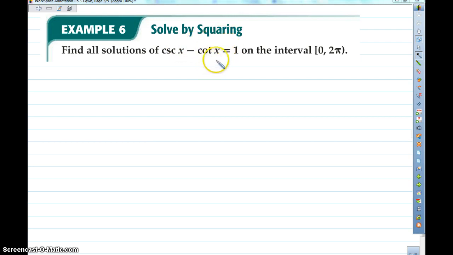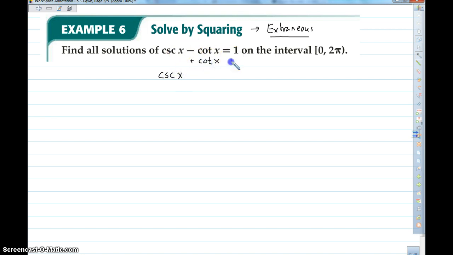This technique can be used if you notice that you don't have anything that's squared that you can use Pythagorean identities to replace. So we know that cosecant and cotangent are in a Pythagorean identity together, but since in this equation neither of them are squared, we're going to try to square both sides of the equation to force them to be squared. General warning: these do create extraneous solutions when you do that. So we might have to check and see if our solutions actually work when we're done. Okay, so cosecant of x minus cotangent of x is equal to 1. I don't want to have to square both of these together. I just want to move the cotangent of x over to the other side.